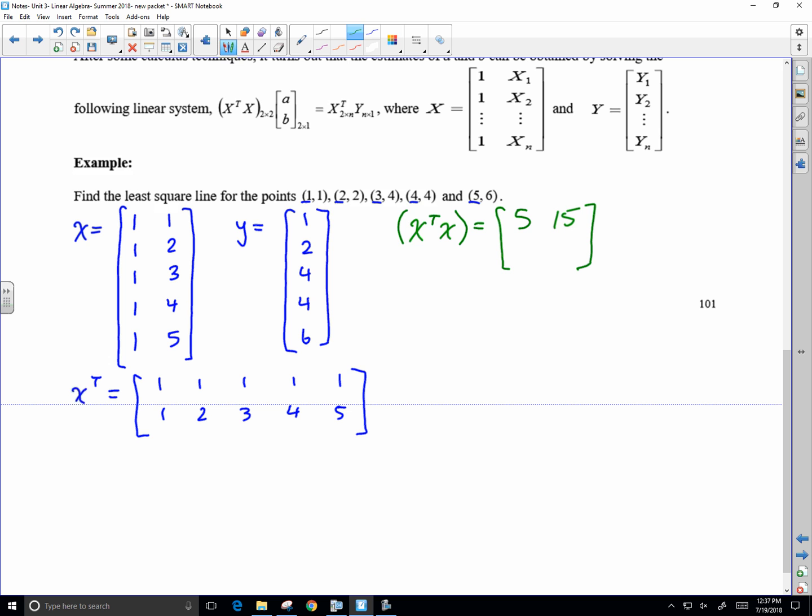Oh, losing myself here. Dot this against this, that's 15, yeah. And then dot this against this. So 1 squared, 2 squared, 3 squared, 4 squared, 5 squared. So 25 plus 16, 41, 50, 55.